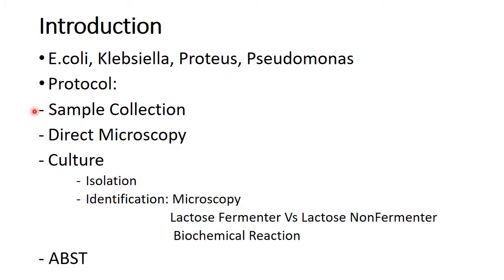The first step in every disease, or in each and every disease, is the sample collection. Then comes the direct microscopy. The third is culture, and in culture we isolate the organism and identify the organism. And finally, antibiotic sensitivity testing.